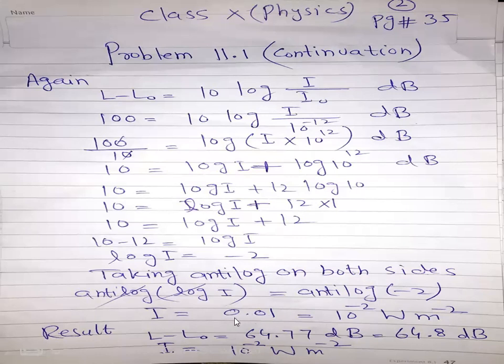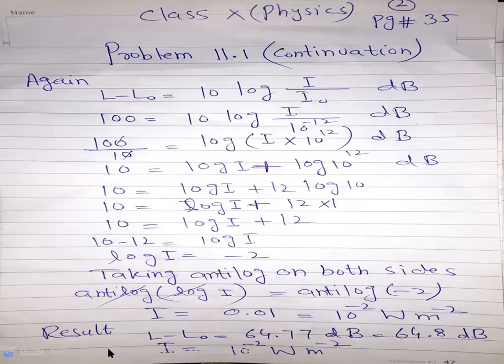If you move this point on this side, how many places are you moving? 1, 2, and the power will be 10 to the power minus 2 watt per square meter. So this is the intensity of sound I found for 100 dB. So I is equal to 10 to the power minus 2 watt per square meter.